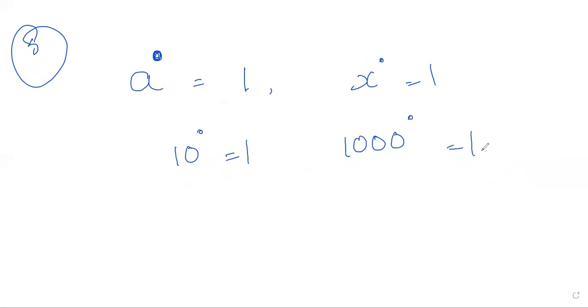Next, the fifth rule. What is the value of a to the power of 0? If the exponent or power is 0, the value is 1. a to the power of 0 is 1. x to the power of 0 is 1. 10 to the power of 0 is 1. 1000 to the power of 0 is 1. Okay children, see, any number to the power 0 is 1.